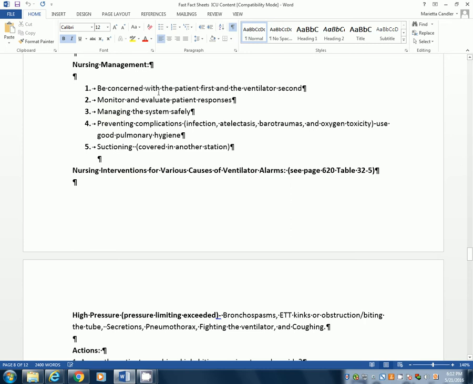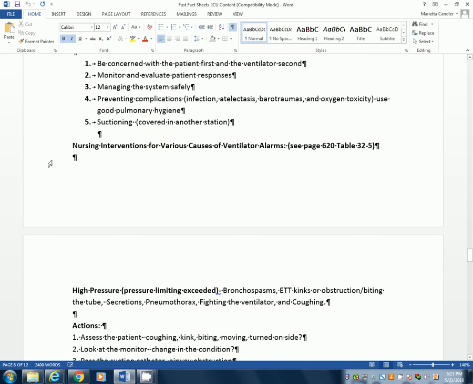Nursing management, you want to be concerned with the patient first and the ventilator second. Always monitor and evaluate your patient. So if you go in, the ventilator's beeping, first thing, look at your patient. If they are in distress, do something, okay? Managing the system safely, very important. Preventing complications, how do we do that?